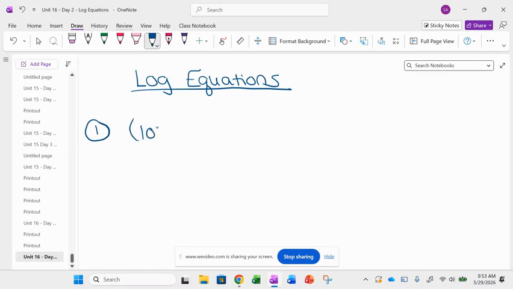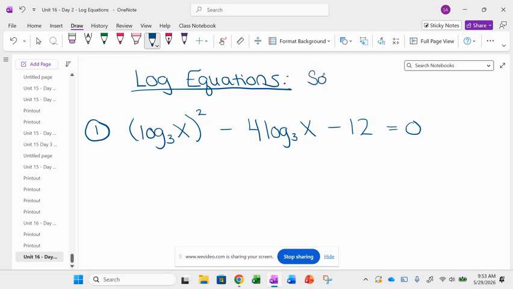So let's say I have log base 3 of x quantity squared minus 4 times log base 3 of x minus 12 is equal to 0. And I want us to solve for x.